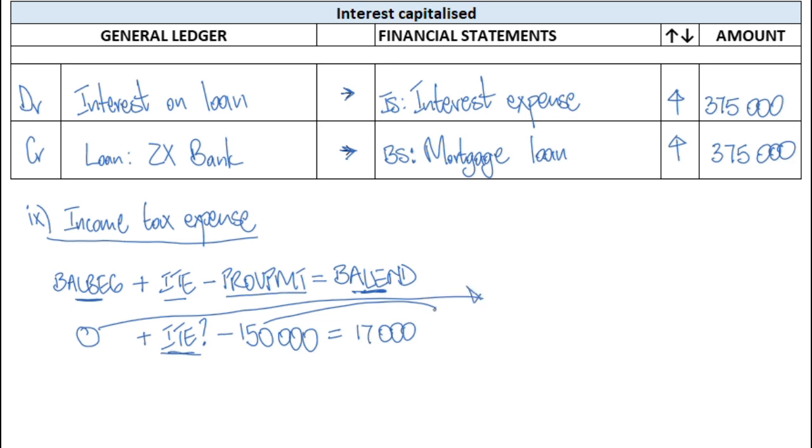So when you take 150,000 to the other side, it becomes plus 150,000. So we end up with income tax expense equal to 17,000 plus 150,000. Therefore, the income tax expense is equal to 167,000 rands.